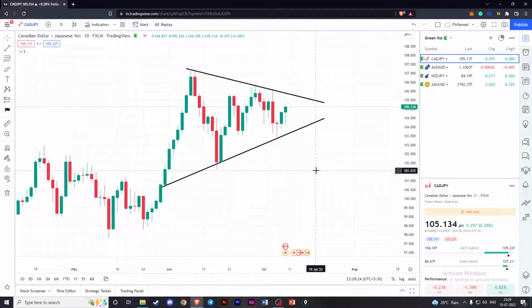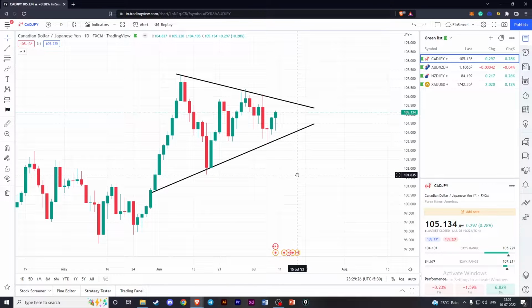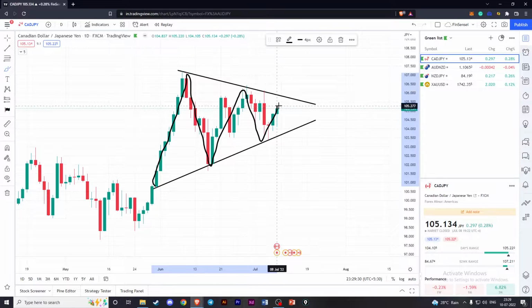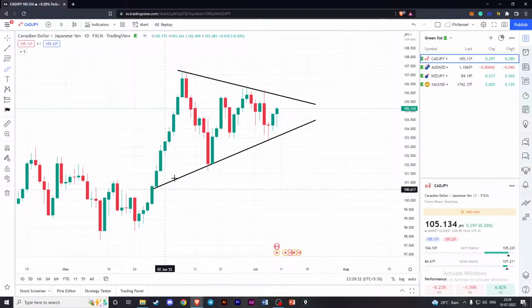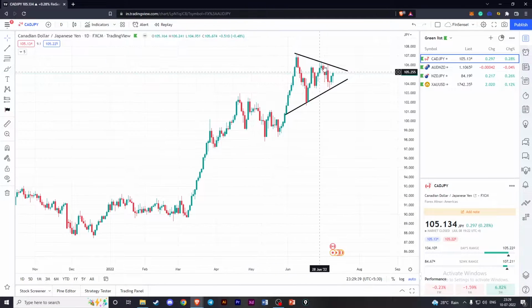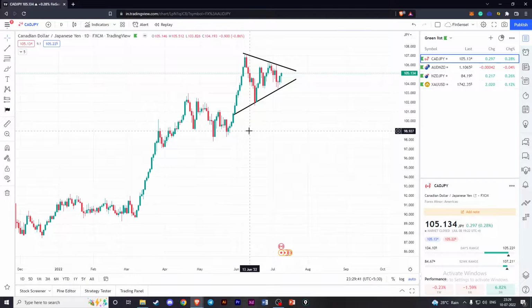The first pair we have today is the Canadian dollar versus the Japanese yen. Right here we can spot that the price has been forming a pennant pattern like formation with successive higher highs, higher lows and lower highs. Also, historically speaking, we can see that the price has been on an uptrend, and recently it had already given a breakout from a pennant pattern, and after that it has consolidated itself in another one.